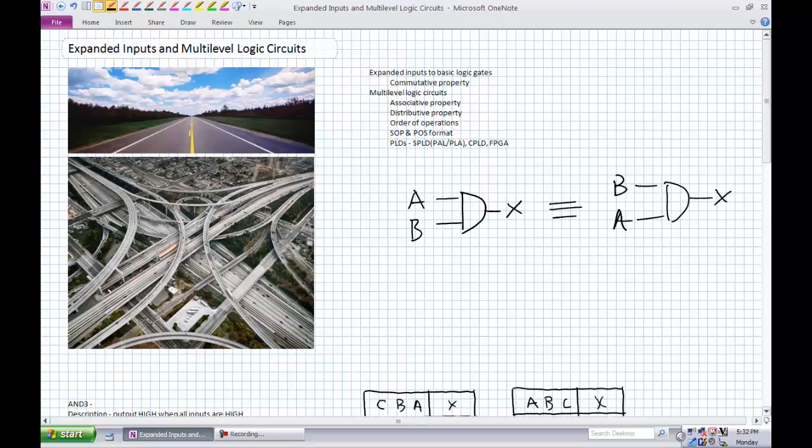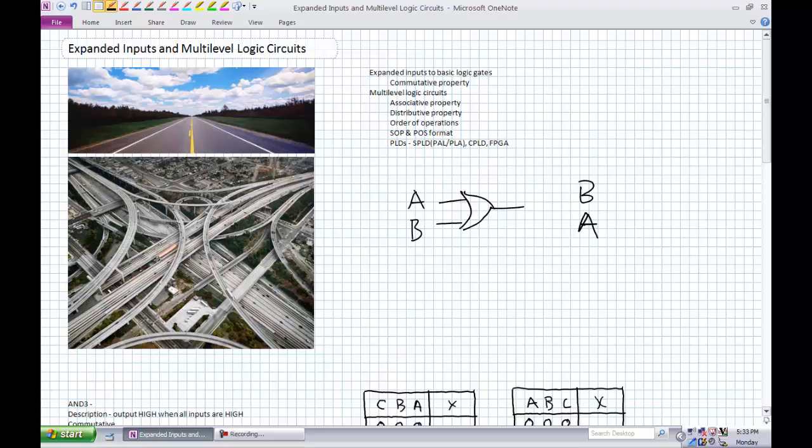The answer is, no duh, of course it's equivalent, because think of the expression A and B, it's obviously equivalent to B and A. I mean, just think about 3 times 2 sure is equivalent or equal to 2 times 3. Same thing goes for the OR gate: A or B is equal to B or A. Doesn't matter what order you put them in. We're going to be making use of that property quite a lot here, and that should be pretty easy to understand.